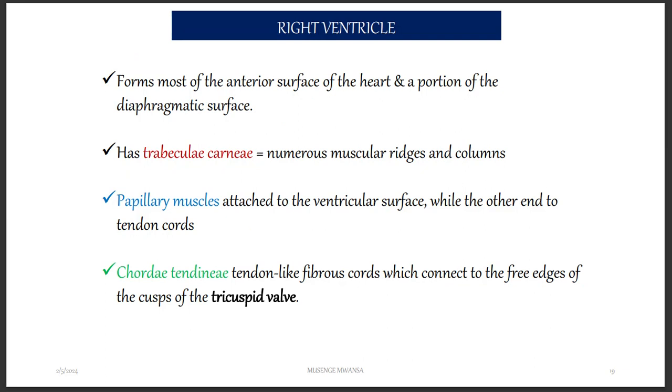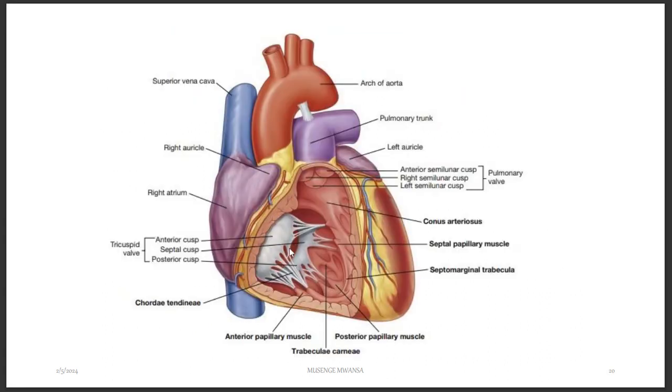Okay. And then the right ventricle has also some muscular ridges which we call trabeculae carneae. There are also some papillary muscles attaching to the surface of the ventricles, and the other end will be able to attach to the tendon cords, which we call chordae tendineae. Chordae tendineae are fibrous cords which connect to the free edge of the cusps of the tricuspid valve. So this is what we can see here.